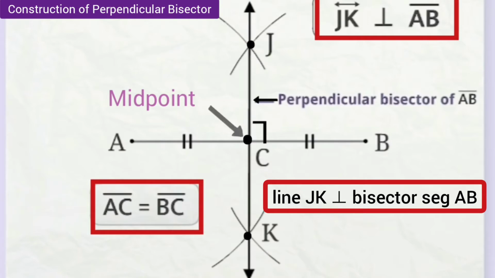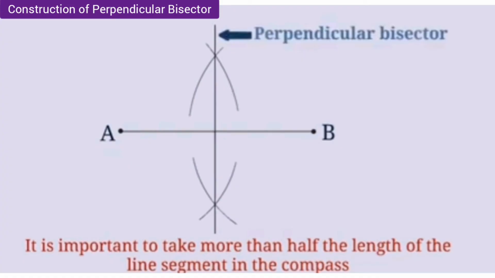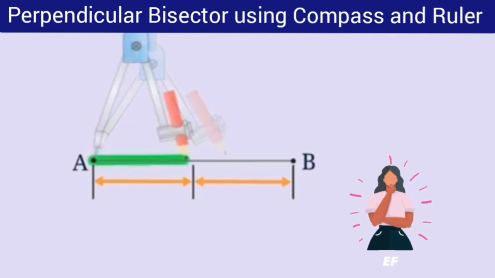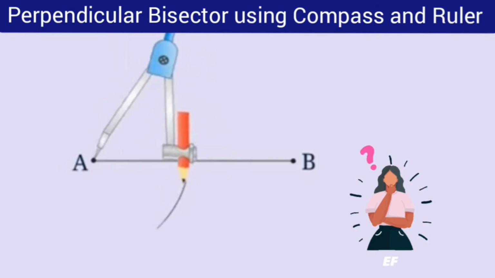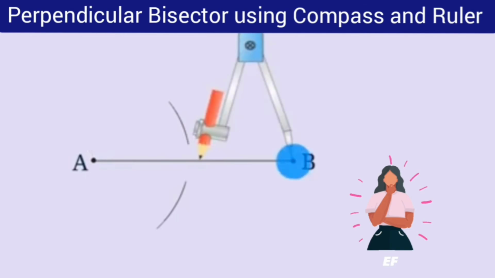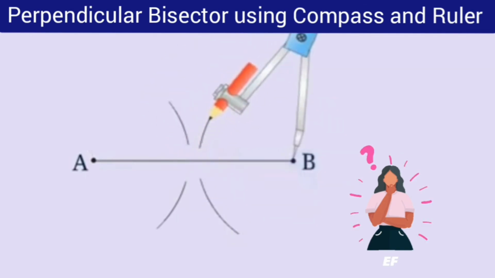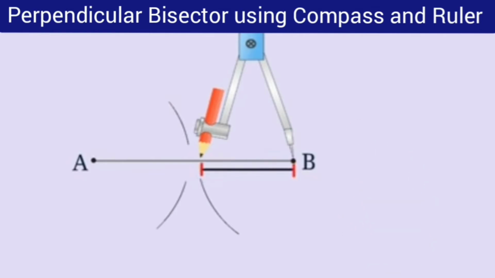Students, always remember it is important to take more than half the length of the line segment in the compass. If you open the compass for less than half the distance, the arcs will not intersect. Two arcs never intersect with each other, right? We need them to intersect, only then we'll get the point from which we need to draw the perpendicular bisector.